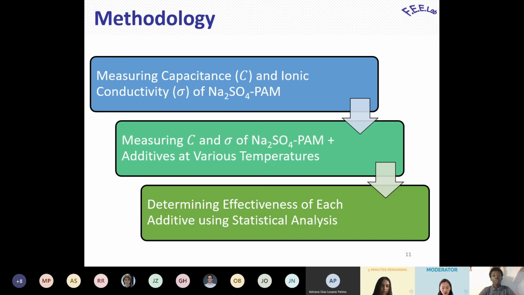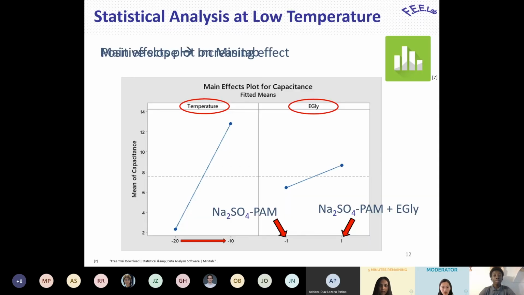Specifically, I used a software called Minitab to obtain a main effects plot, which is a plot of the mean response values at each level of a process variable or factor, and it's used to compare the relative strength of the effects of various factors.